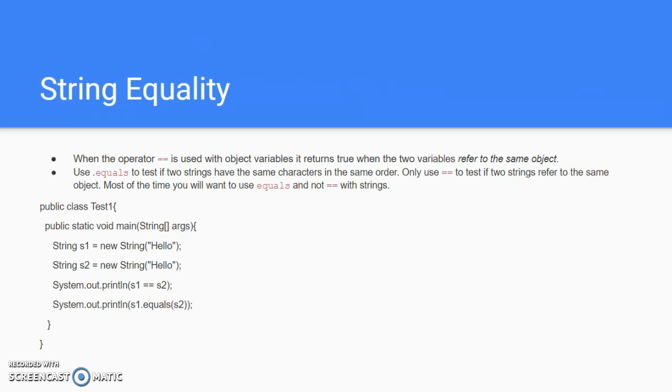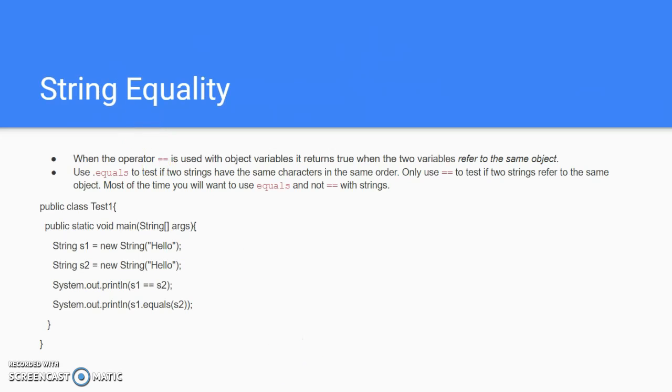Now, moving on to string equality. When the operator double equals is used with object variables, it returns true when the two variables refer to the same object. Use dot equals to test if two strings have the same characters in the same order. Only use double equals to test if two strings refer to the same object. Most of the time you'll want to use equals and not double equals with strings. Now to break this down. This is basically a test showing the difference between objects and the difference between values.